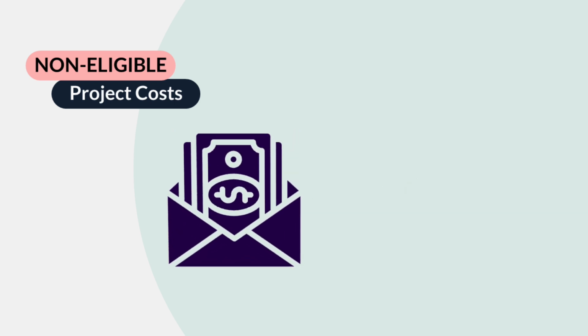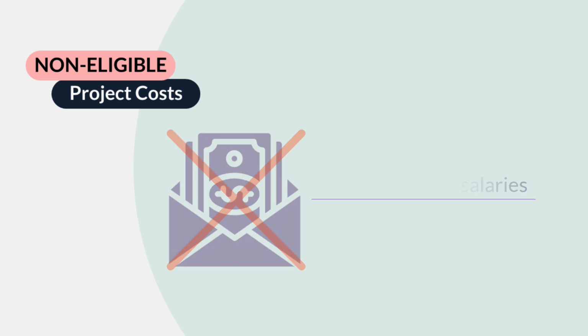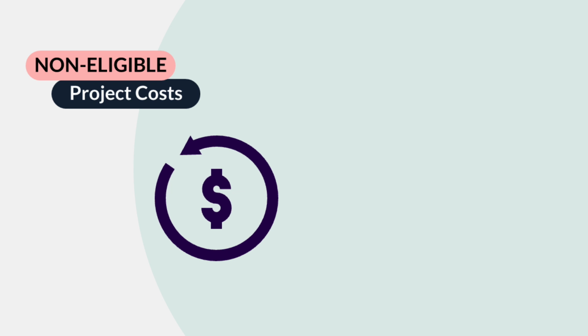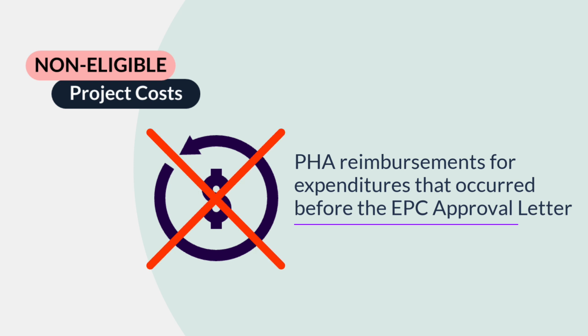Additionally, PHA employees' salaries, even if your PHA self-develops or self-manages a project, are not an eligible project expense unless specifically approved by HUD. And finally, PHA reimbursements for expenditures, for example, capital improvement or maintenance programs, that occurred before the EPC approval letter was issued are considered non-eligible EPC project costs.